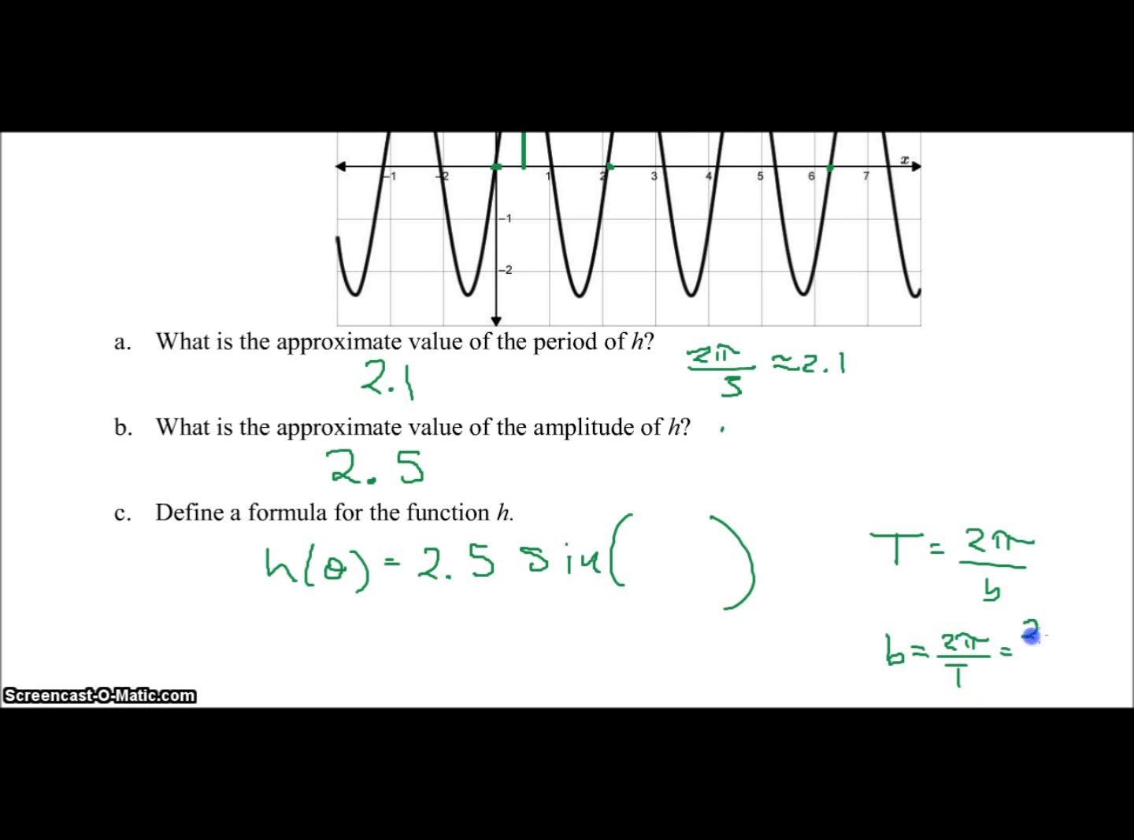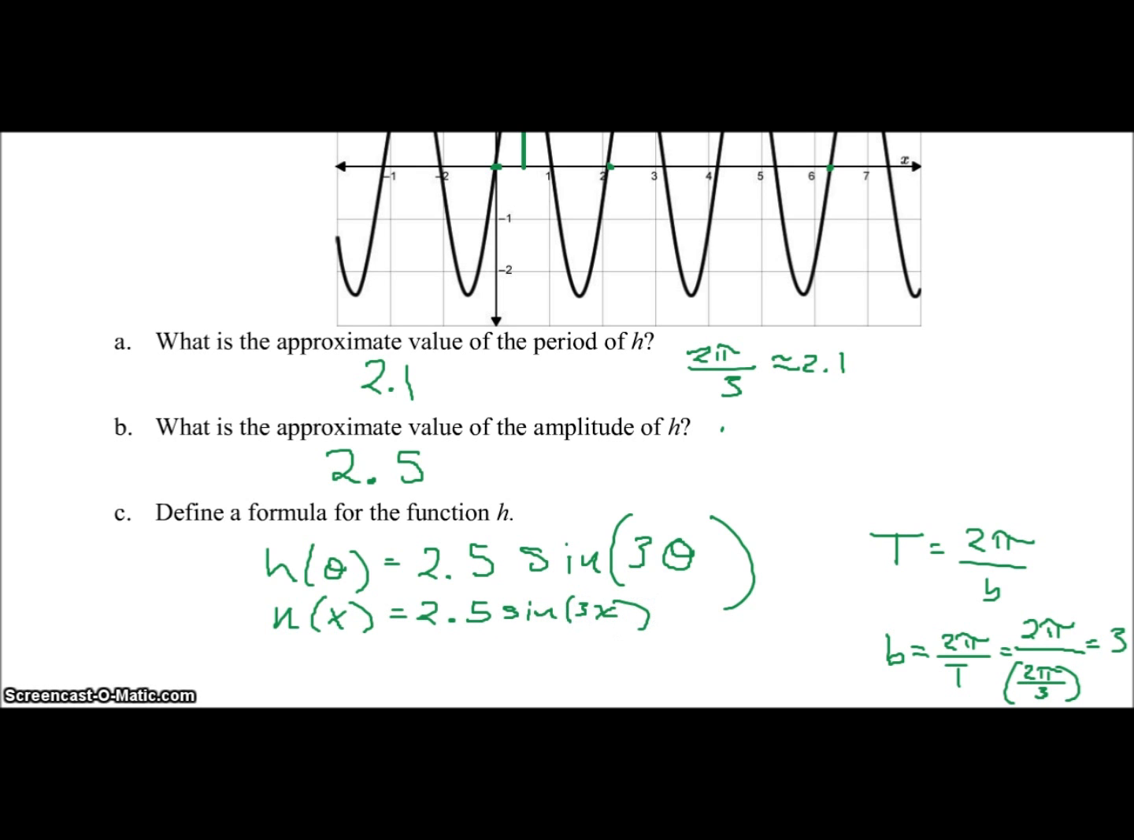So 2 pi divided by 2.1, or you could use this value, 2 pi over 3, a little bit more exact. And so we'd get 3. And so we could just put 3 theta here. Since the graph actually had x on the x-axis, we really should put 2.5 sine of 3x.